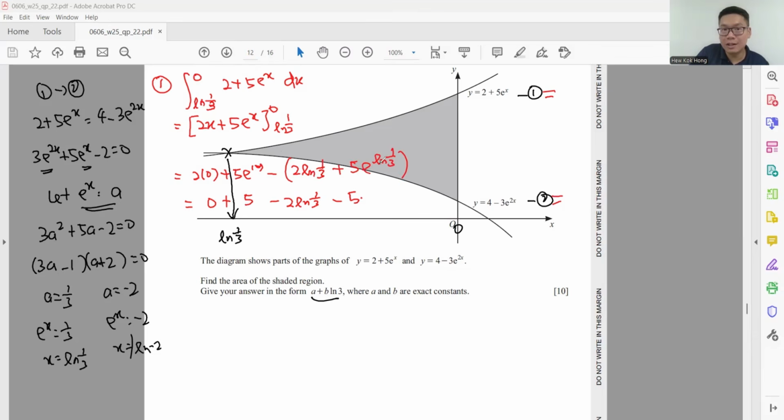e and ln together, then we can cancel them off, and then left 1 over 3. 5 times 1 over 3 is 5 over 3. 15 minus 5 is 10, so 10 over 3 minus 2 ln 1 over 3. Part 1 done. We find the part 2 area.